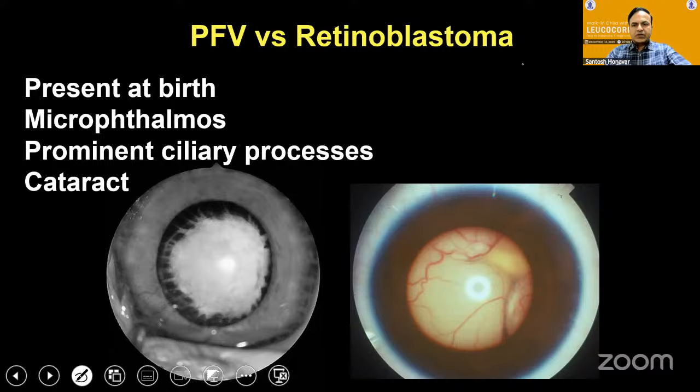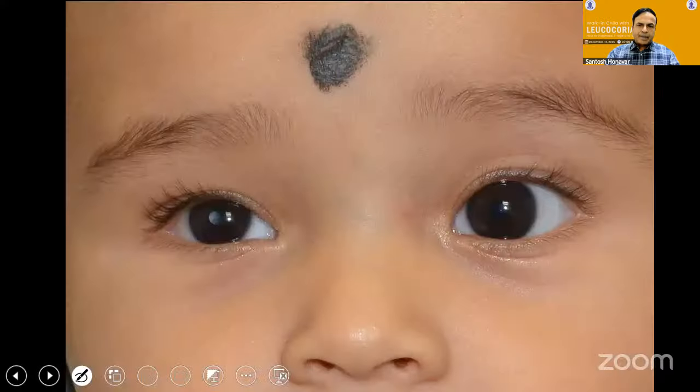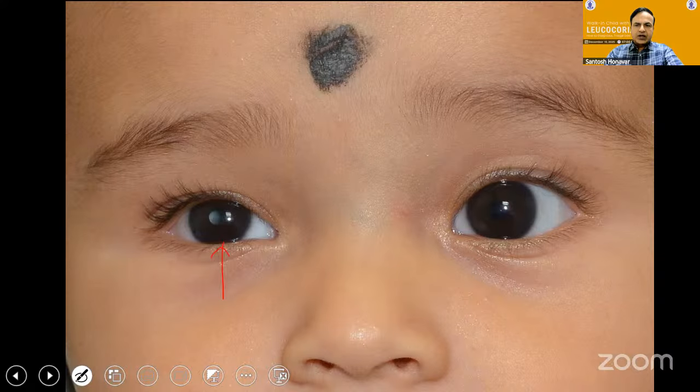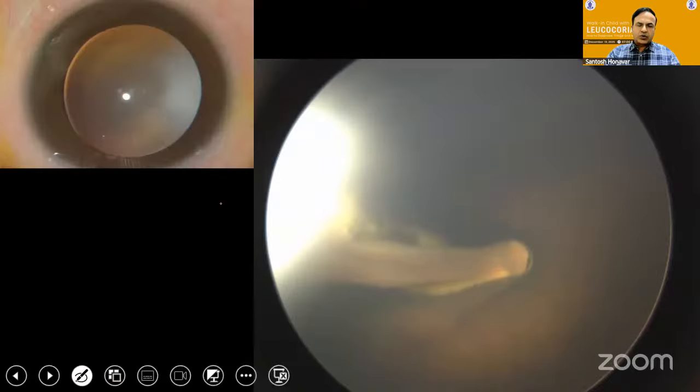These patients tend to have prominent ciliary processes and an evident posterior polar cataract. That's exactly how a patient with persistent fetal vasculature looks like. Relative microphthalmos, and an anterior leucocoria. You can see even in this picture that the leucocoria is quite anterior. It is not the posterior deep leucocoria that you're looking at.